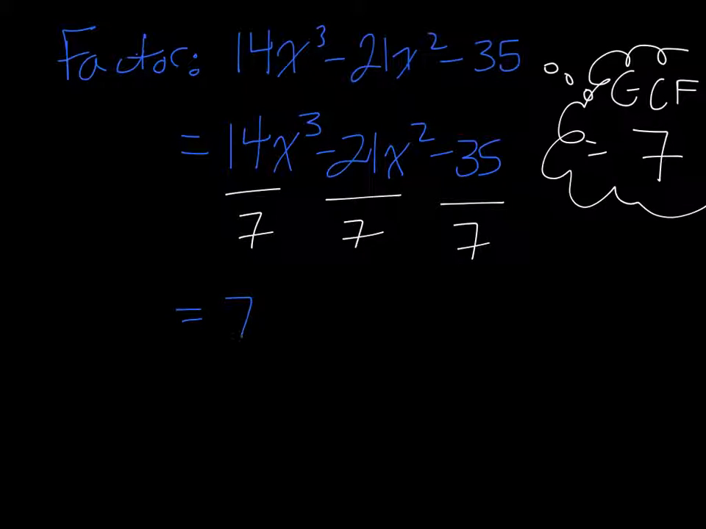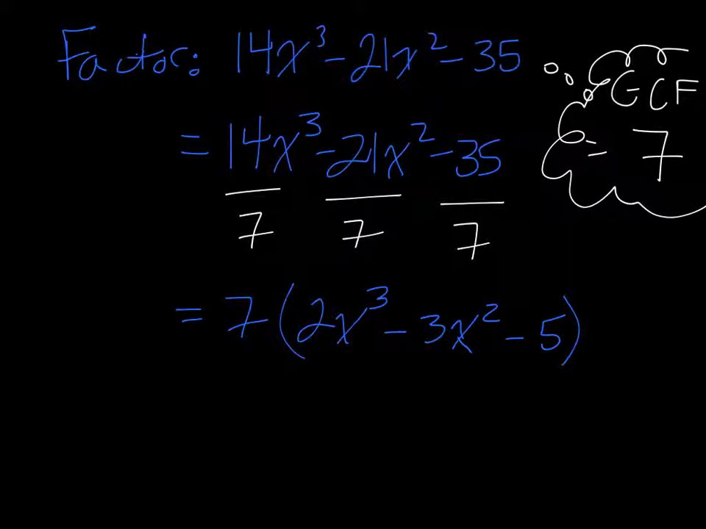I then take 7 and write it on the outside of the brackets. 14 divided by 7 is 2x cubed. Negative 21 divided by 7 is negative 3x squared. And negative 35 divided by 7 is negative 5. So I've successfully factored that, and for right now, that's as far as we can go.